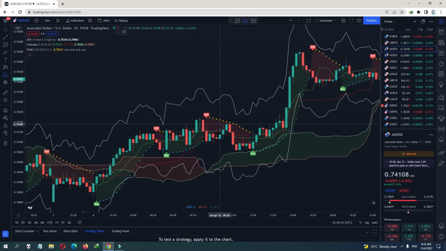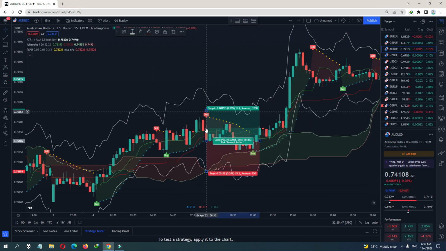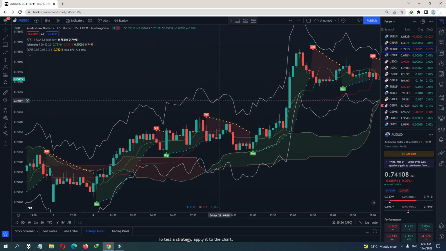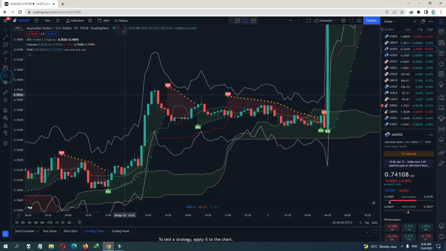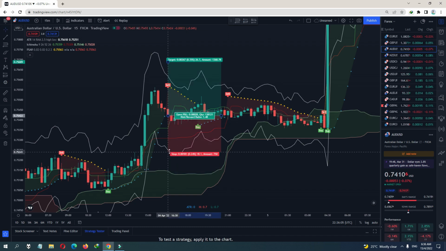So here we have another buy. The green is above the red. Target 1 to 1.5. And here we have a buy here.